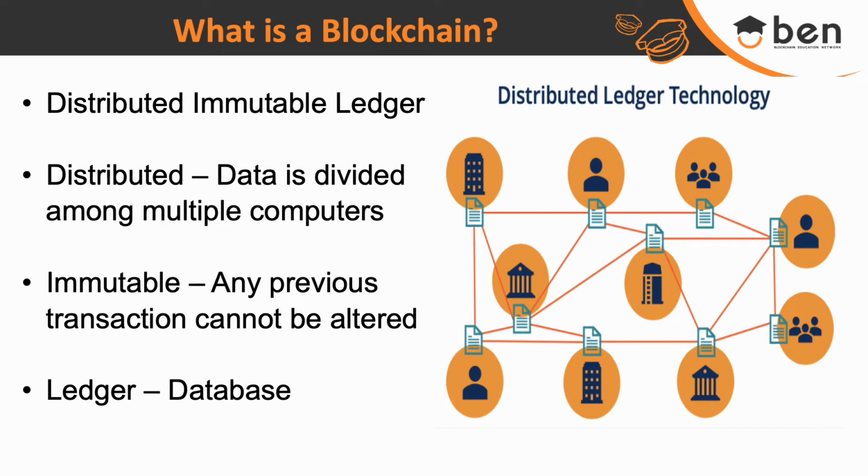Finally, we have the ledger. Ledger means a database. In this case, it would be a digital database of all the records and transactions. So, all in all, this means that blockchain technology is based on maintaining a digital database of transactions which are distributed to multiple nodes present in the system, and which make sure that the past data cannot be altered by anyone.